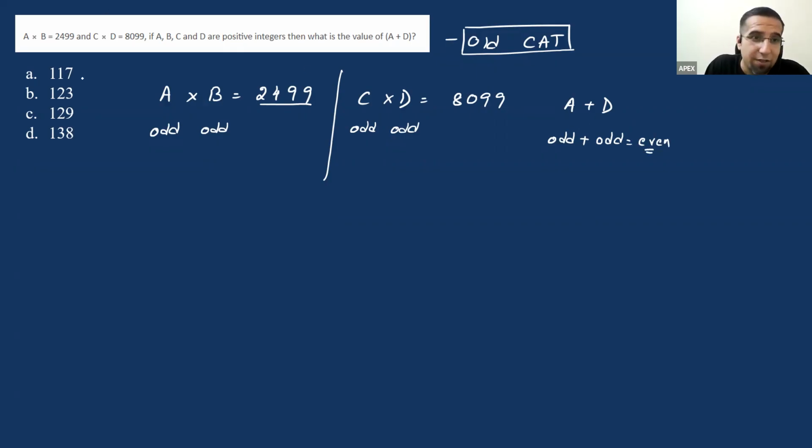And the best part is the options. Among the options, you see this is an odd number, not possible. This is an odd number, not possible. This is an odd number, not possible. So A plus D will take only one value, which is 138.